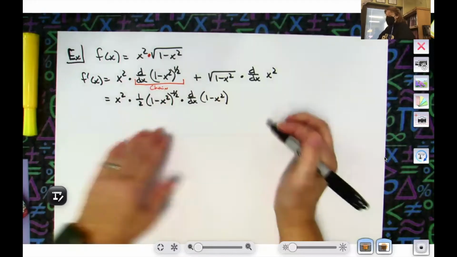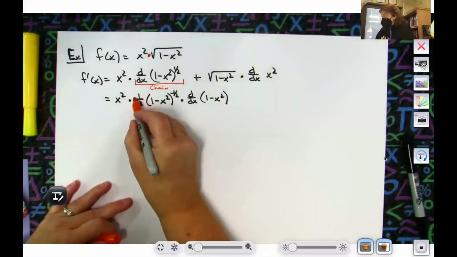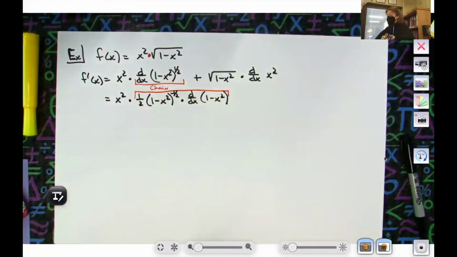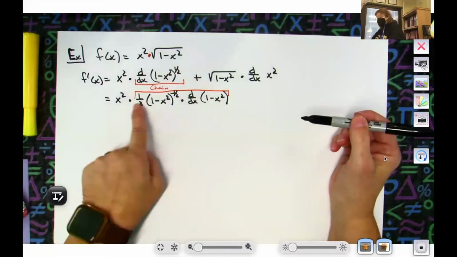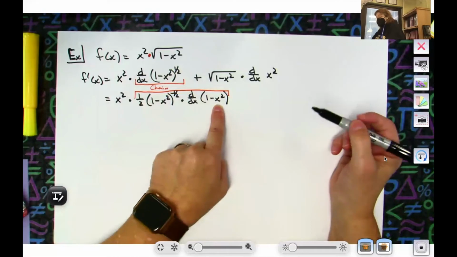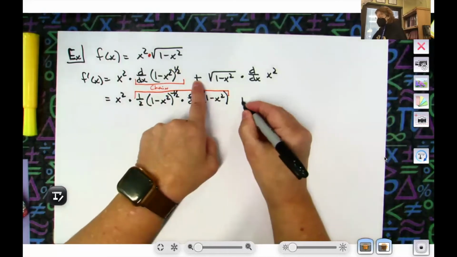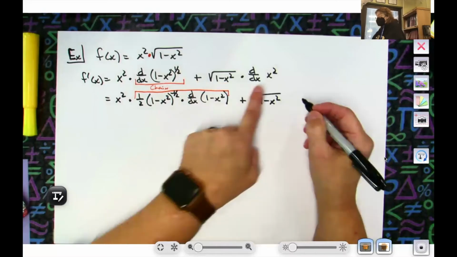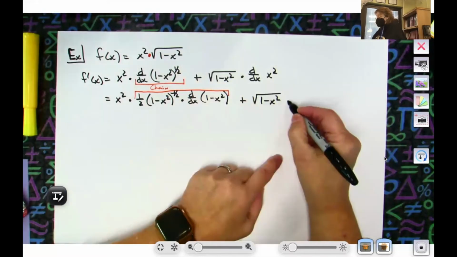All right, so that, and I'm going to highlight it in orange. So it just extended the work there really, really long. Okay, so all of this became all of this. Now I'm ready to keep going. That plus sign has to come straight down. The square root of 1 minus x squared. Derivative of x squared, that's an easy one. So that's just a 2x.